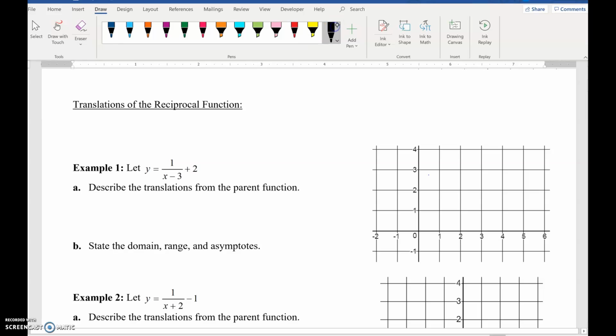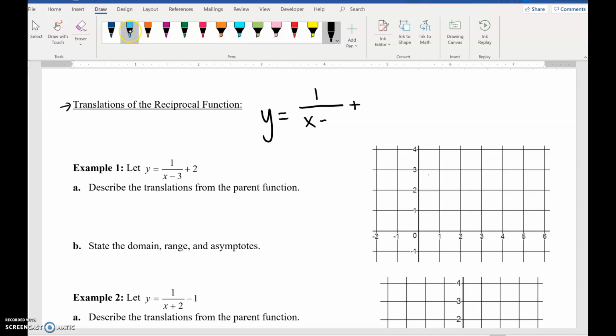So I'm going to rewrite our parent function, but I'm going to rewrite it with the translations in it. So we're looking at just translations. We're not looking at dilations or reflections or anything like that. We're just looking at some translations, which, remember from our previous chapters, is the shifting left, right, up, or down.